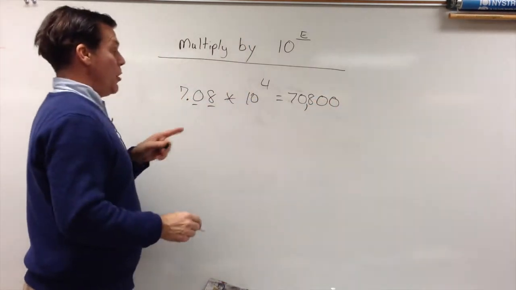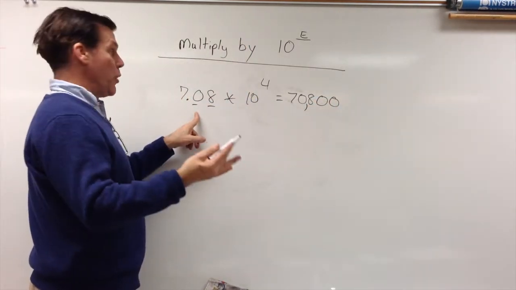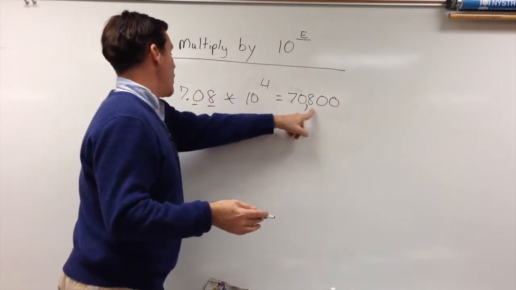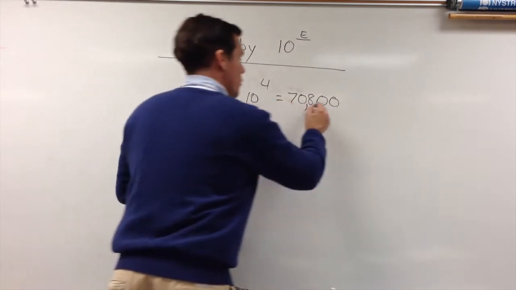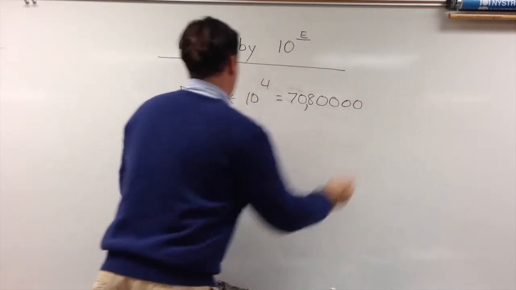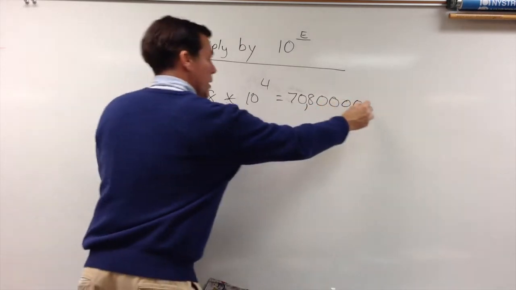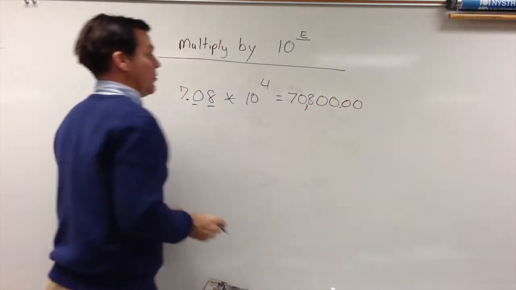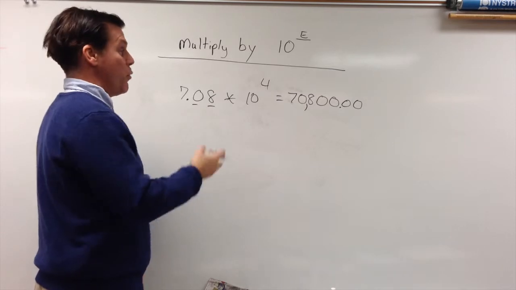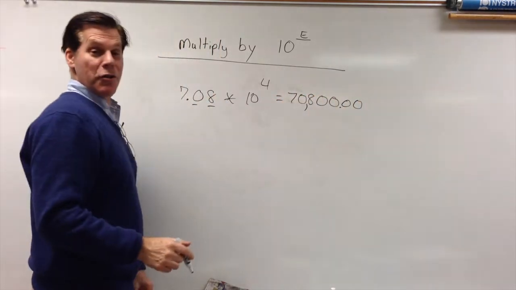1, 2. Now notice if I did it the other way, I would just write 708, put my 4 zeros, 1, 2, 3, 4, and then move my decimal point in 2 spots. All I'm doing is just avoiding putting all those extra zeros after the decimal.